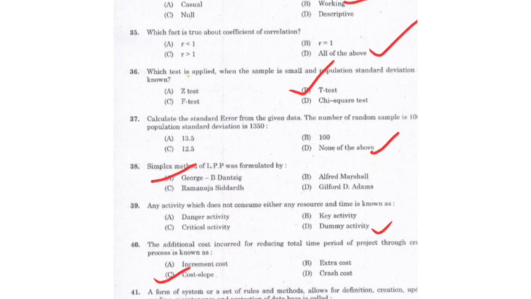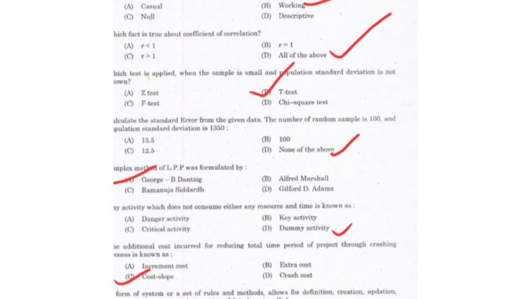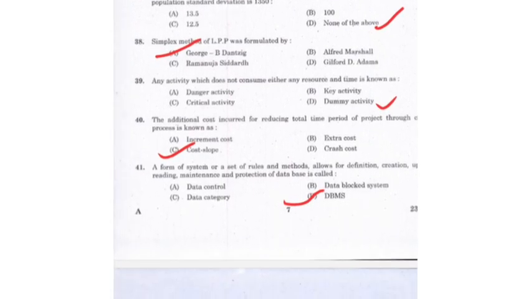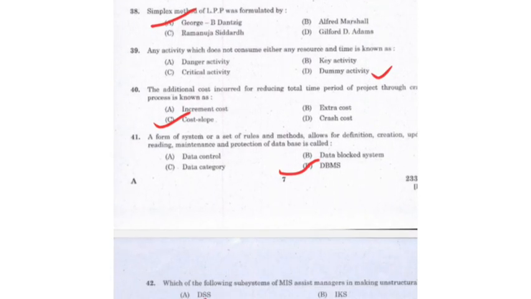And the next question, any activity which does not consume either any resources and time, which is known as danger activity, key activity, critical activity, and dummy activity. And the correct answer is dummy activity, which does not consume either any resources and time. And the next question, the additional cost incurred for reducing total time period of project through crashing process is known as incremental cost, extra cost, cost slope, and crash cost. And here the answer is cost slope.